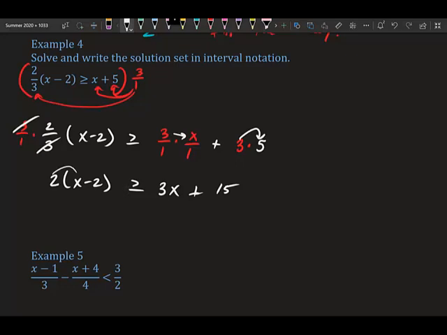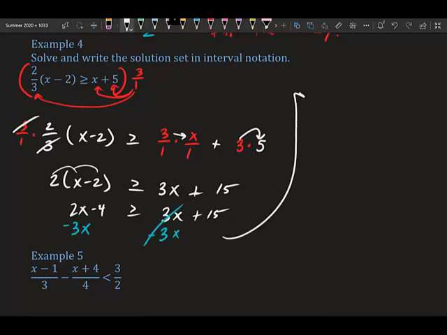Let's go ahead and distribute. So we have 2x minus 4 is greater than or equal to 3x plus 15. I like to keep x on the left, so I'm going to move it to the left. I'm going to subtract 3x from both sides. And when we do, we're left with negative x minus 4 is greater than or equal to 15.